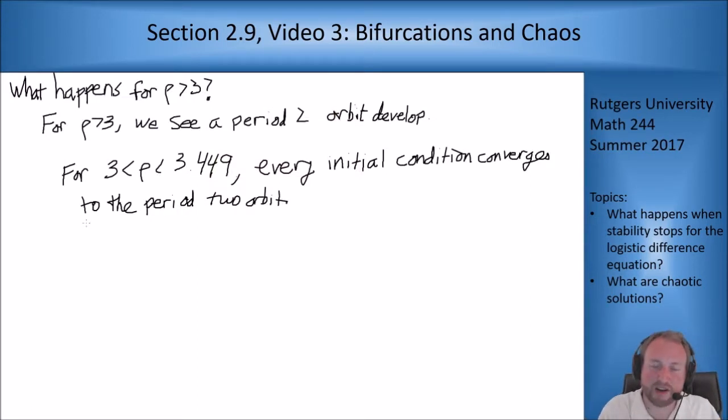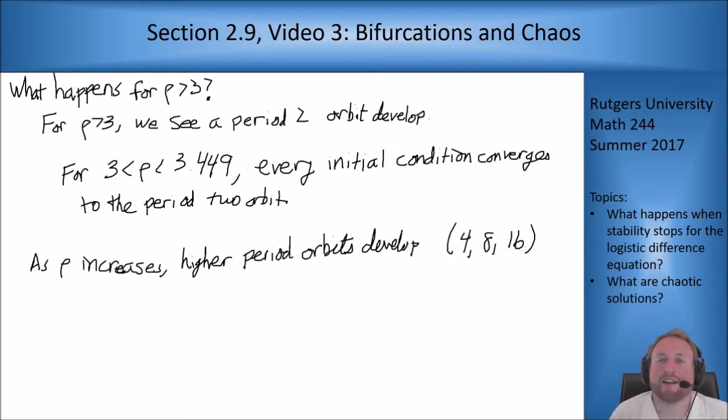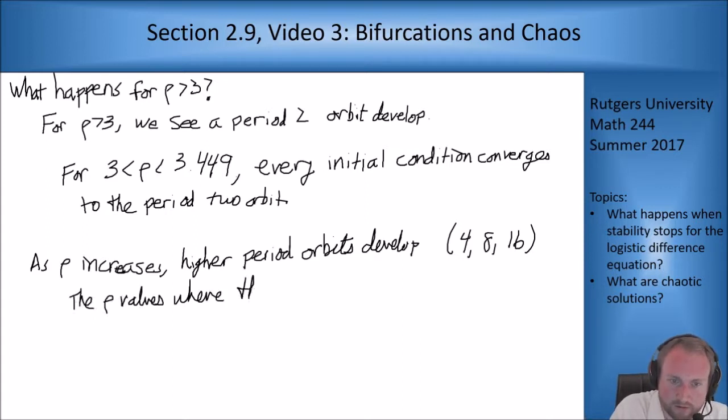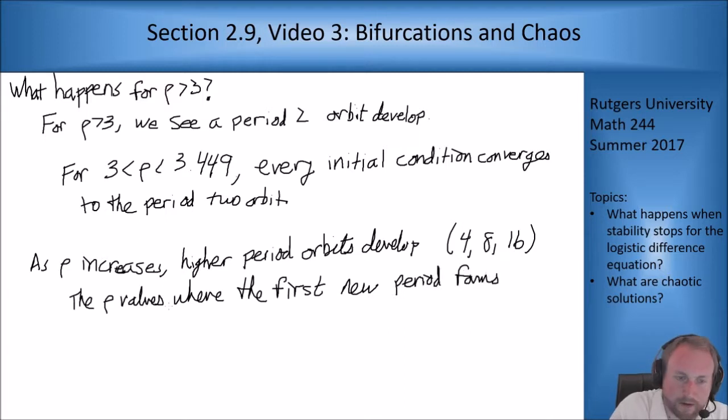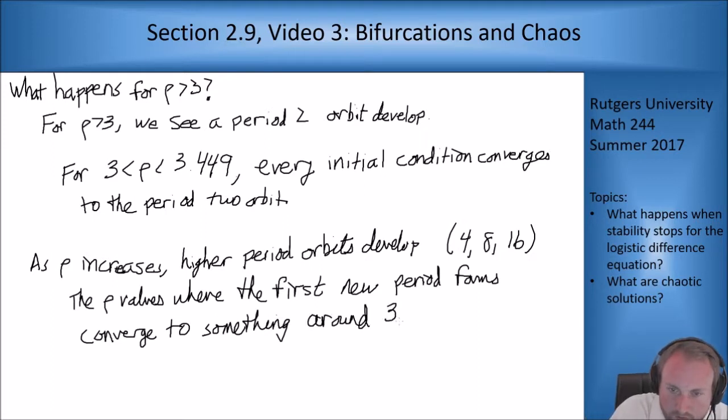Now, things start getting crazy as rho gets bigger, and I see higher periods develop. As rho increases, I'll see period 4 orbits, period 8 orbits, period 16 orbits. If you look at the critical values, the first value of rho where those things emerge, you end up seeing that these rho values converge to something. They're not going to go off to infinity. The rho values where the first new period emerges converge to something around 3.57.